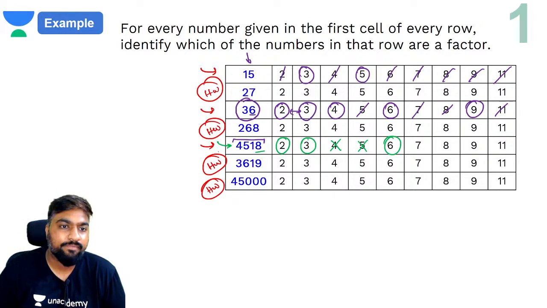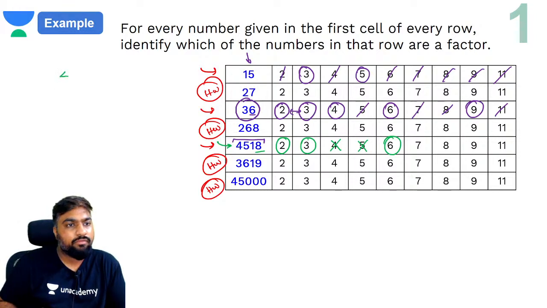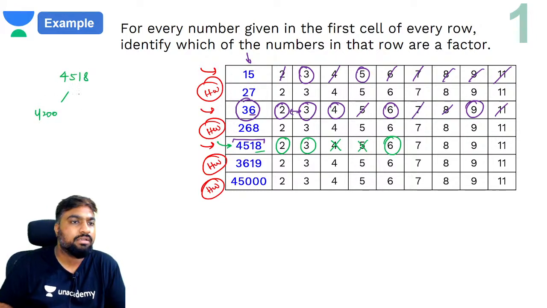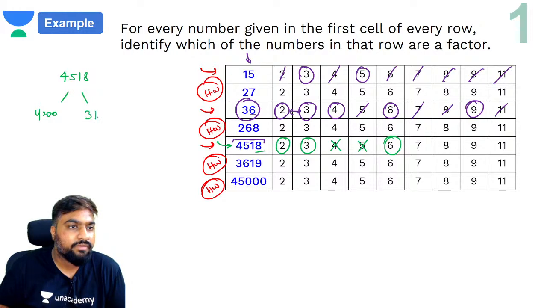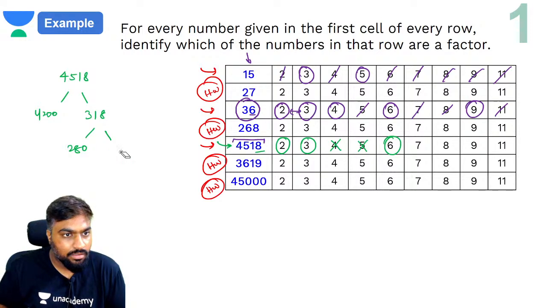How about 7? How do you check for 7? 4, 5, 1, 8. Remove 4200. What will be left? You will be left with 318. In 318, remove 280. What will you be left with? You will be left with 280.